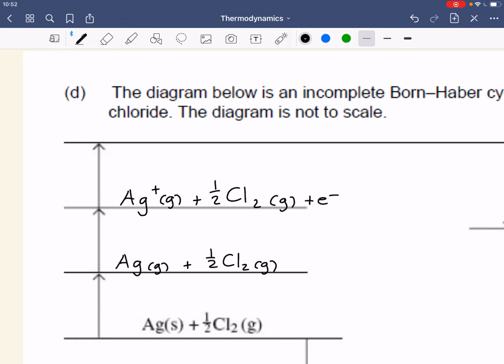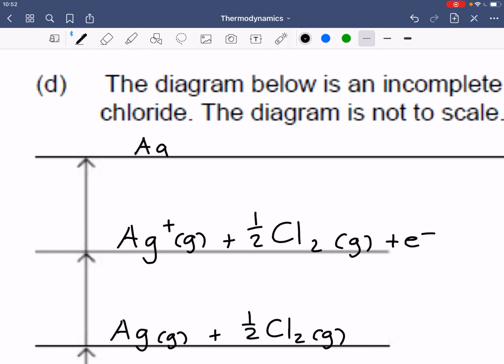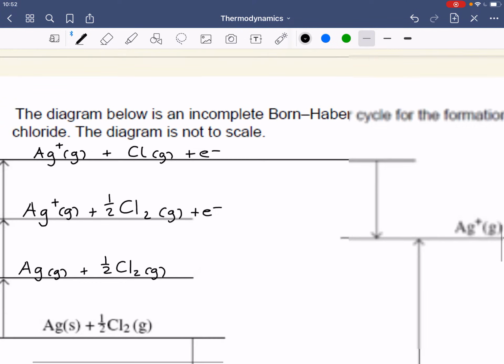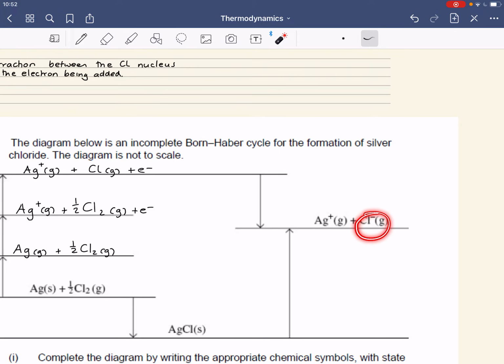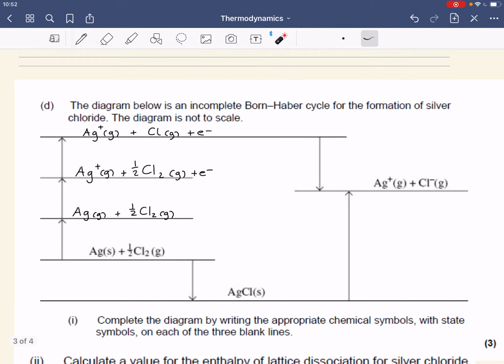Then what you've got to do, you've got to atomize the chlorine. So you'd go then to Ag plus gas plus Cl gas plus electron, and obviously this enthalpy change here is the electron affinity, where this chlorine atom has gained the electron to form a chloride ion. So that is what you should have had, and again, if you've watched the video on Born-Haber cycles, that should be relatively straightforward.